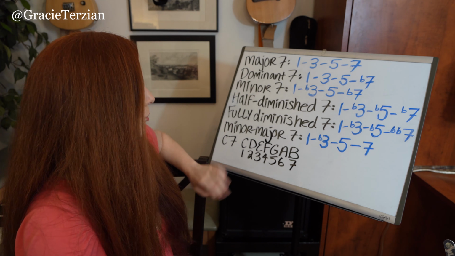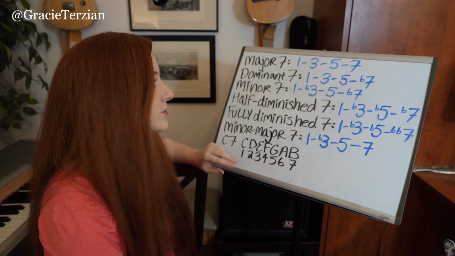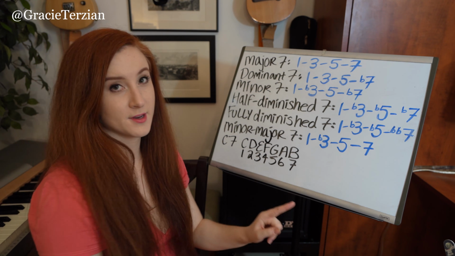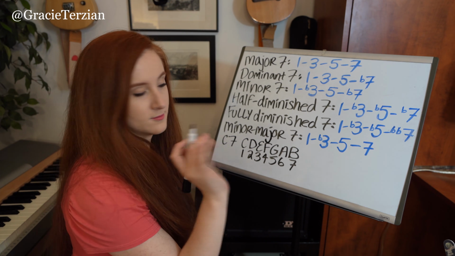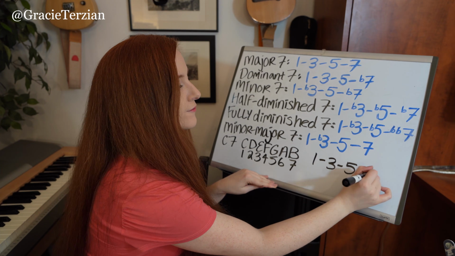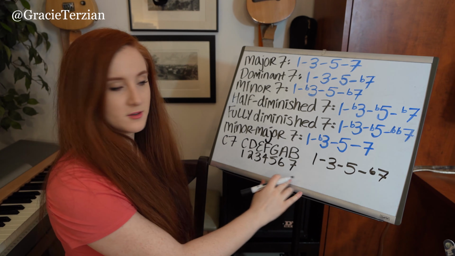And then what am I going to do? I'm going to look for the dominant 7 formula. What's the formula for dominant 7? It's 1, 3, 5, and flat 7. So I'll write that out. So we've got 1, 3, 5, and flat 7. Okay, let's plug the notes into the formula.